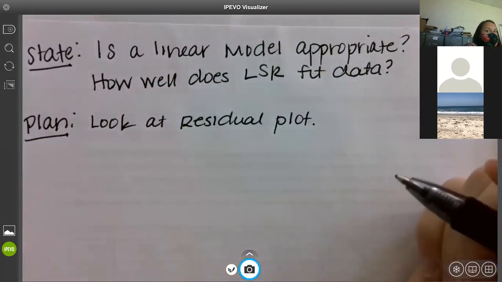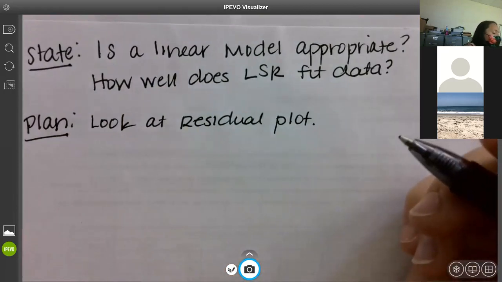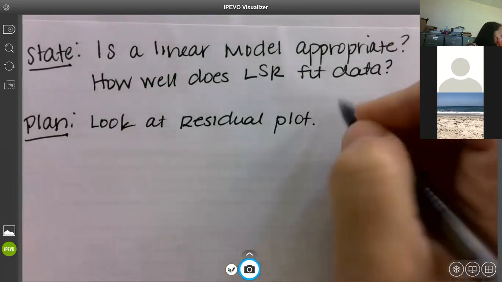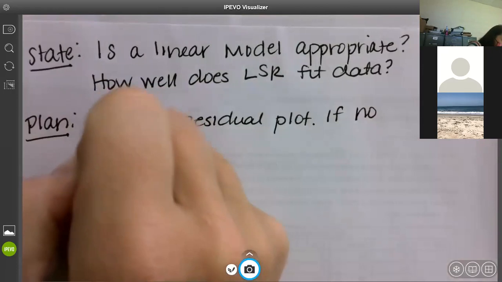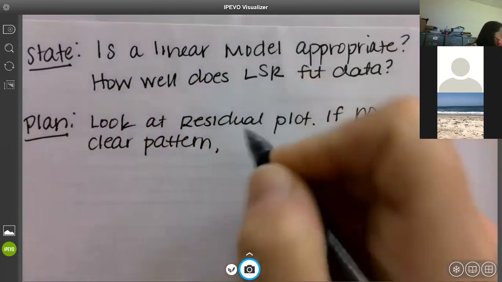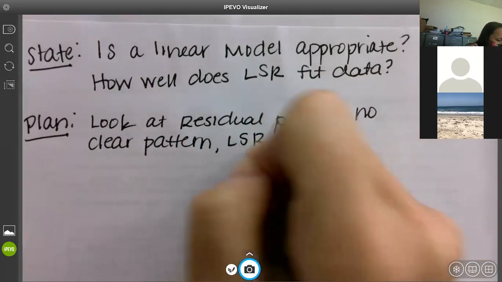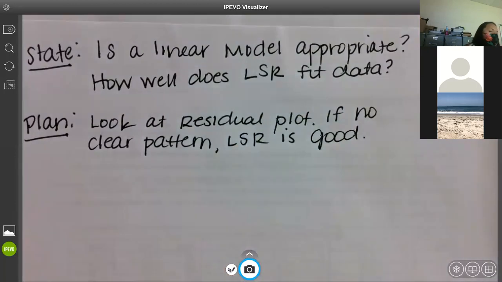What will that help us do? Okay, so if no clear pattern, LSR is good or appropriate.